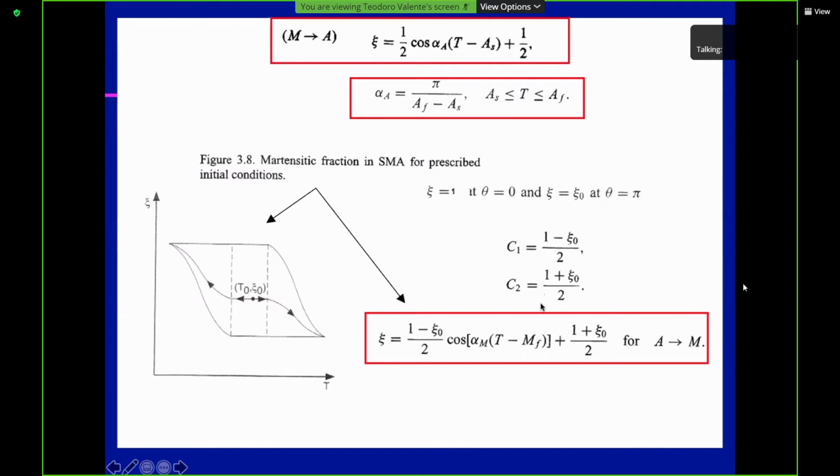And so if we put these boundary conditions, we can define and calculate very easily in a general way the values of the constants C1 and C2, which are respectively (1 minus Xi0, the initial percent of martensite) divided by 2, and C2 equal to (1 plus Xi0) divided by 2. And so a more general expression of the austenite to martensite transformation is that reported in the last red box, in which we just use C1 and C2 as previously defined, the expression for alpha M being still the same, okay?